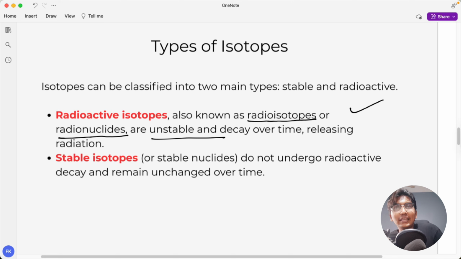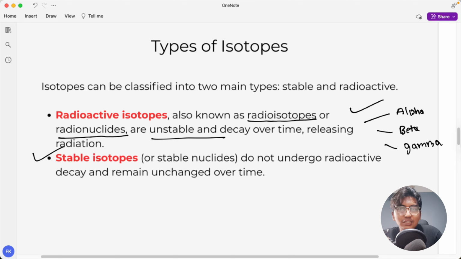Look, as these nuclei are unstable, they decay by producing, as you all know, alpha, beta, and gamma radiation. This is how the radioisotopes actually decay, because of having an unstable nucleus. However, some isotopes have a stable nucleus. They don't undergo radioactive decay and remain unchanged over time.